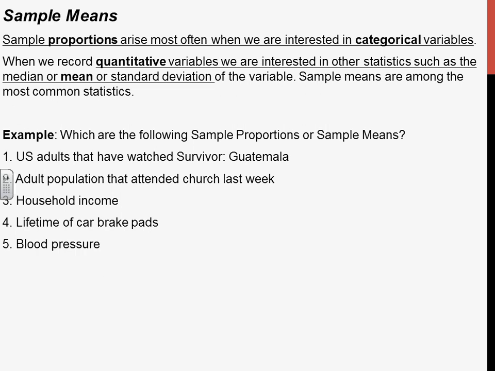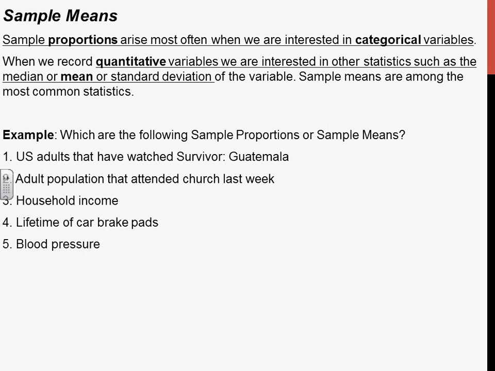Number 1, U.S. adults that have watched Survivor, Guatemala. Number 2, adult population that attended church last week. 3, household income. 4, lifetime of car brake pads. And 5, blood pressure.